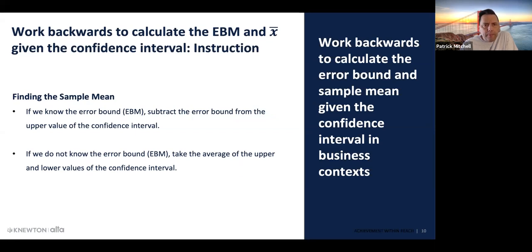Oh, and then to find the sample mean, because we were just finding the error bound. To find the sample mean, if you know the error bound, then subtract the error bound from the upper value of the confidence interval. Remember, in the previous examples, we found the upper value of the confidence interval by adding the sample mean plus the error bound. So this is just doing it backwards. If you don't know the error bound, then take the average of the upper and lower values of the confidence interval.